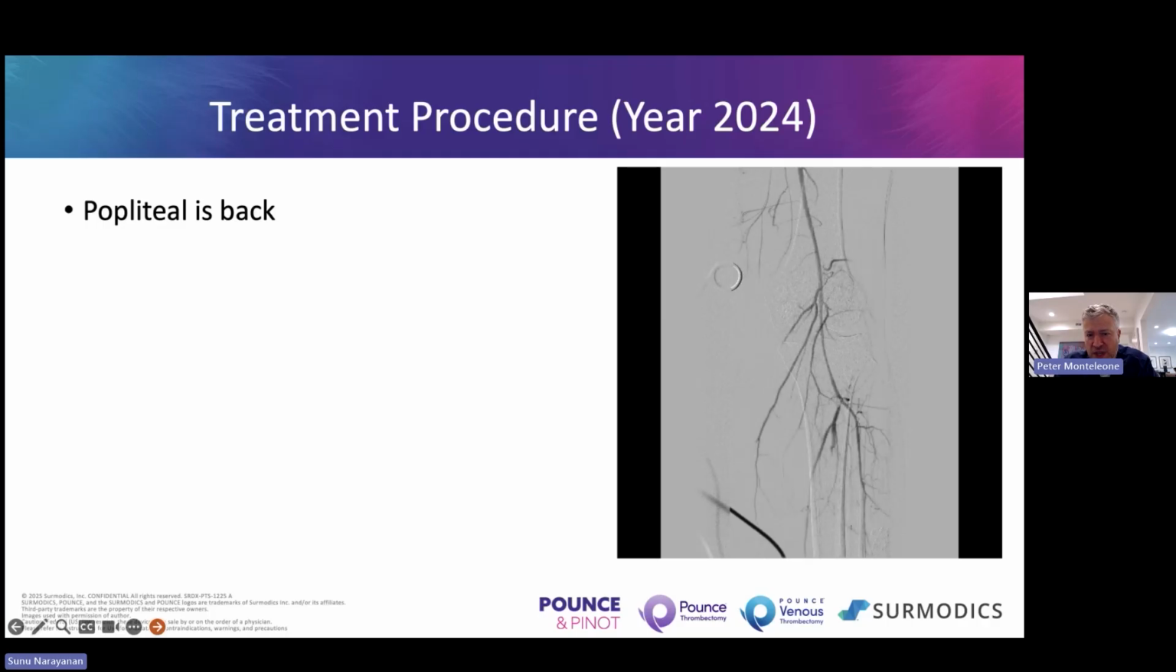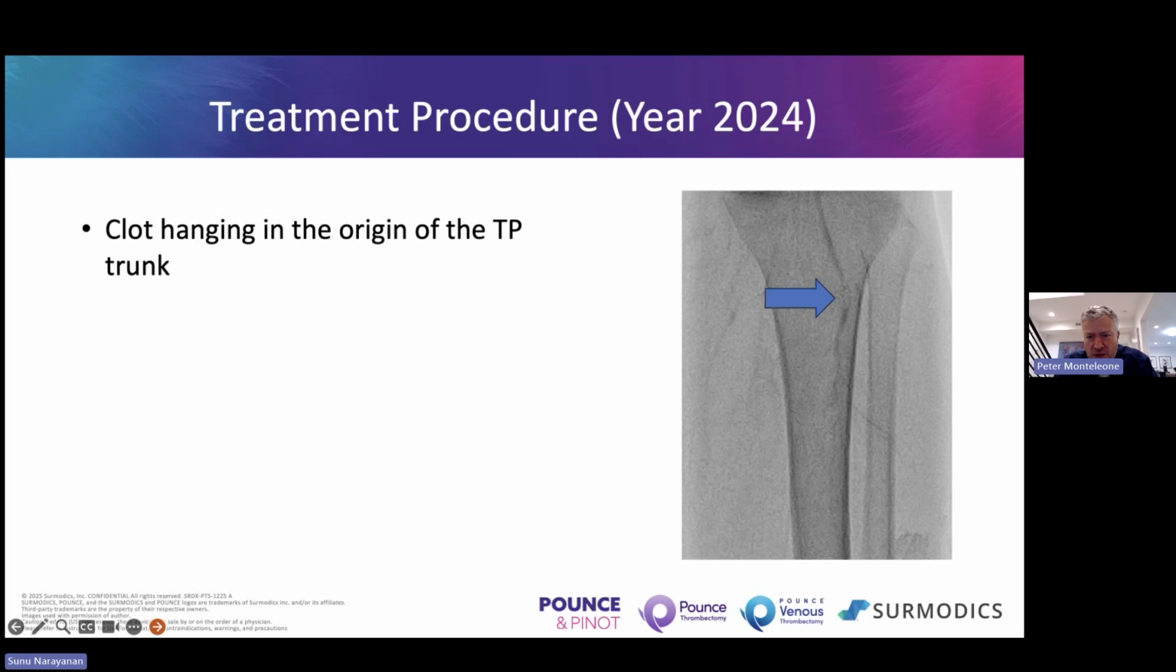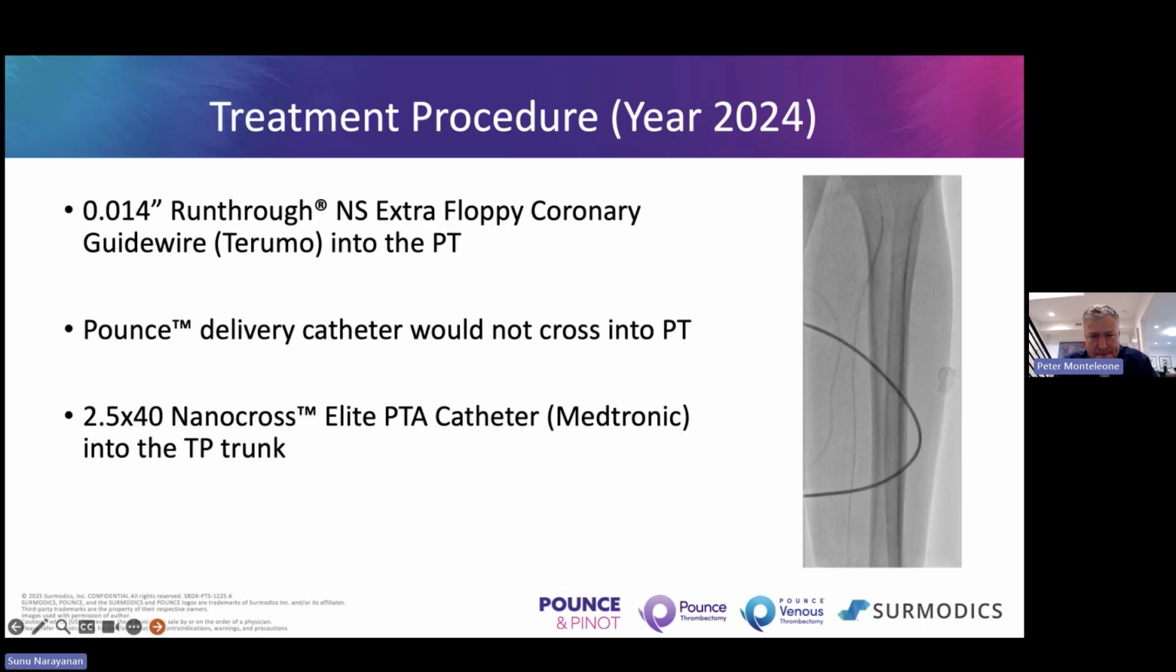Now with the tools being what they are with Pounce thrombectomy, we kept going. So let's go to the next slide. So there's still some clot there. You can see that clot kind of moving into the PT area, which is why we don't have the flow that we had before. So let's go to the next slide.